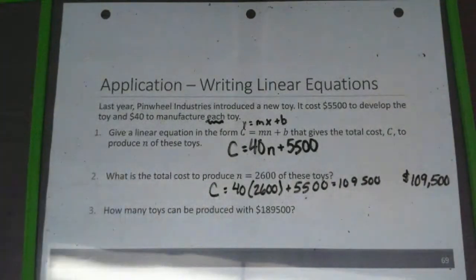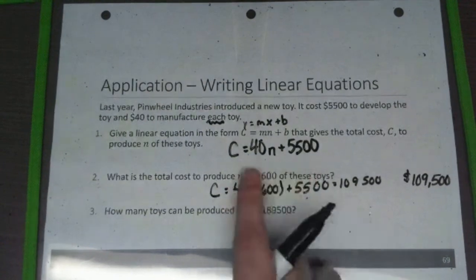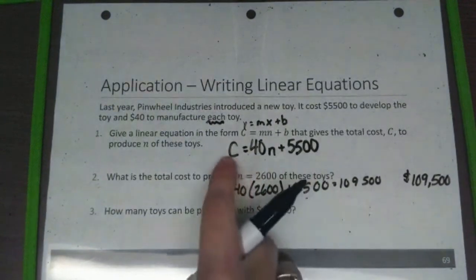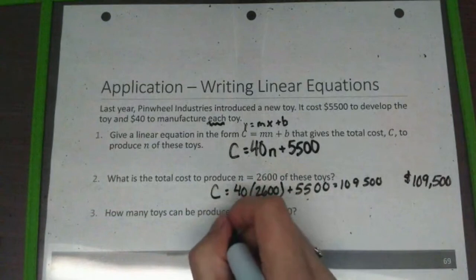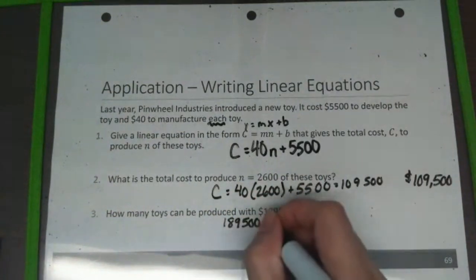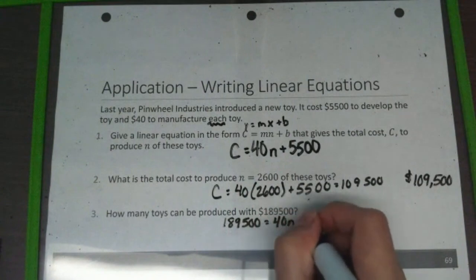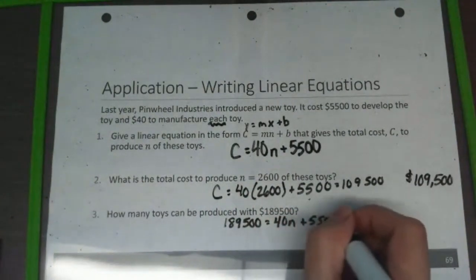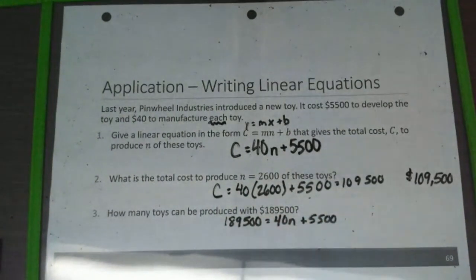Then we want to know how many toys can be produced with $189,500. This time they're not giving us an n value, but rather a C value, the total cost. So in my original equation, I'm going to replace the C with this 189,500. That's going to be equal to our 40n plus 5,500. And this time I'm going to solve for n because I want to know how many toys.